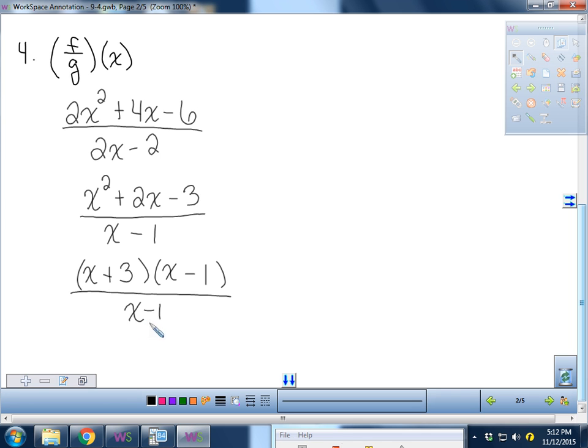Now, if you notice, I have a factor of x minus 1 on bottom. I also have a factor of x minus 1 on top. They will cancel. And all that leaves me with is x plus 3. On the ones where you are dividing, most of the time, you're going to have a factor on top that matches that factor on bottom. And that's something to really remember for the test at the end of the year. It will help you tremendously if you remember that. All right? So x plus 3 is your answer.